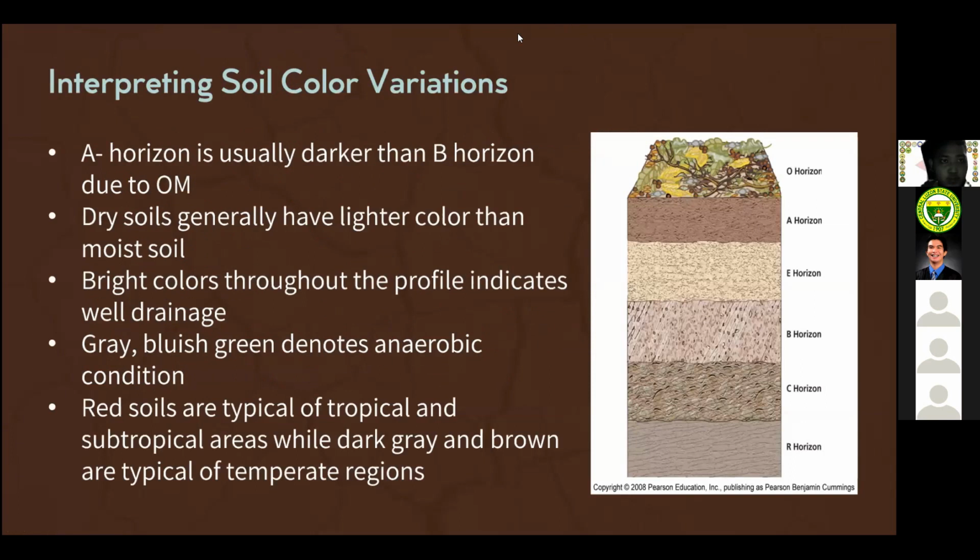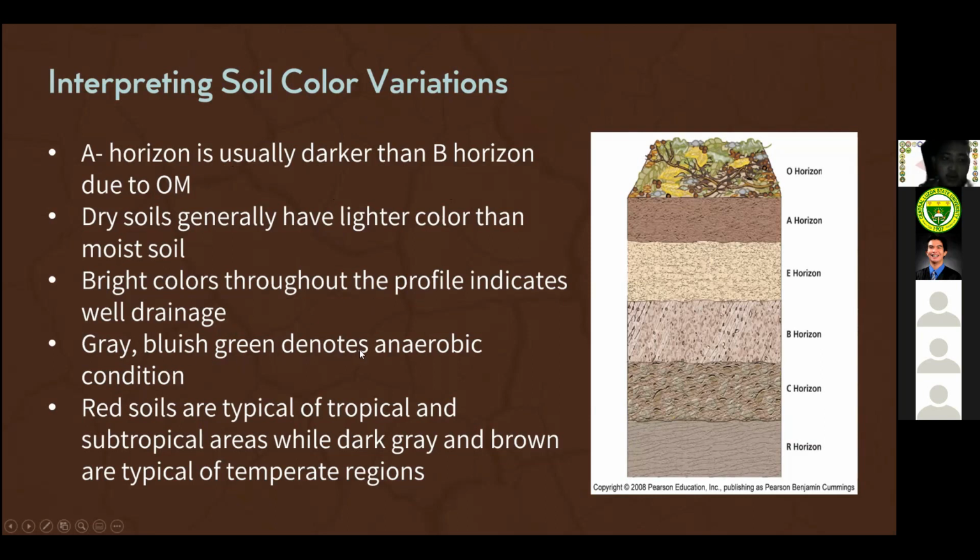So in interpreting soil color variation, the A horizon is usually darker than the B horizon due to organic matter content. Di ba, we all know that the surface soil is actually the most fertile layer ng soil, so it is high in organic matter content. So the A horizon is actually darker. Then dry soils generally have lighter color than moist soil. Then bright colors throughout the profile indicate good drainage.